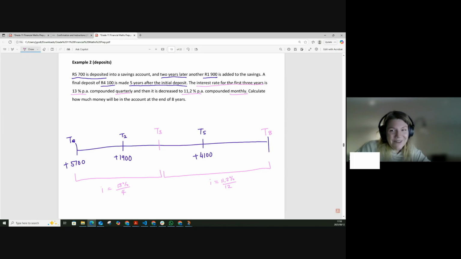Do you want to give it a try first? I actually think that's not the worst idea. Why don't you give this one a try? I'm wanting to know how much money I'm going to have in this account at the end of my 8 years. And know that this question would be like a good 6 or 7 marks. So you can spend time on it.